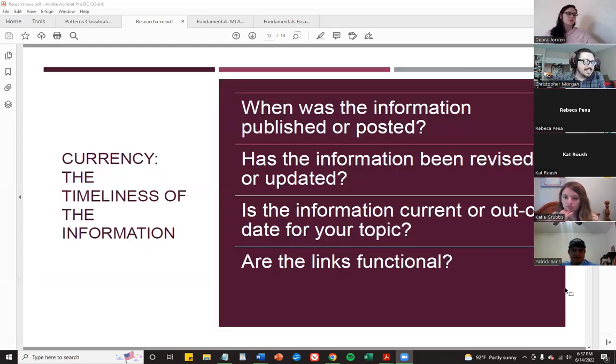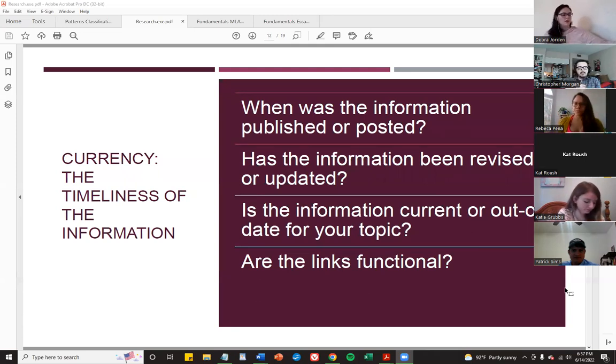So currency, the C, the timeliness of the information. And these are all just going to be a set of questions that you can ask yourself as you encounter content. When was the information published or posted? Has the information been revised or updated? Is the information current or out of date? Are the links functional? A lot of these are pragmatic use questions. Is anybody paying attention to and maintaining this information? If the answer is this website hasn't been updated, it's an Angelfire site from 1993, maybe that information is not being properly maintained by a custodian. Maybe nobody's updated that in a while.